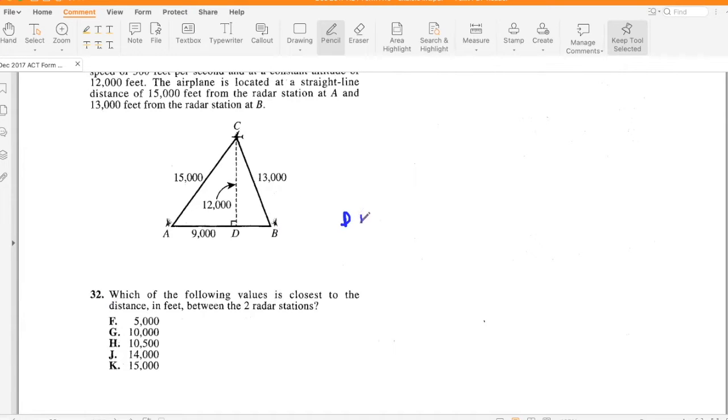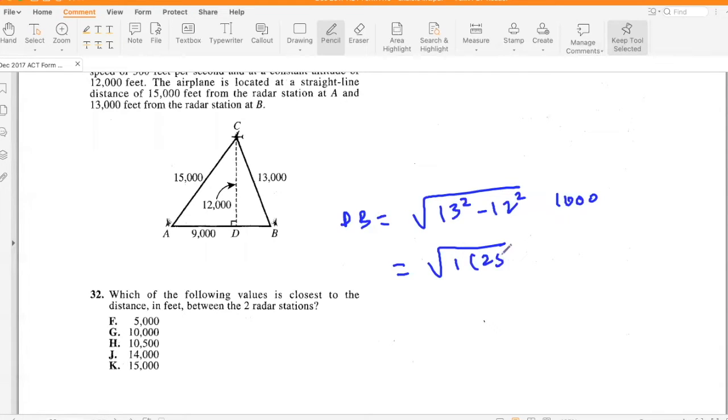So we can find DB using Pythagoras theorem. I can just take 1,000 outside. So it would be square root of 13 squared minus 12 squared. So that would be under root of (13 minus 12) which is 1, and (13 plus 12) which is 25, into 1,000. So 5,000. So DB is 5,000. So AB will be 14,000.